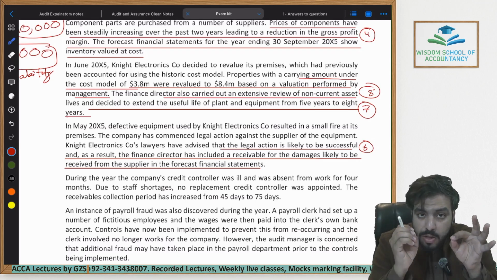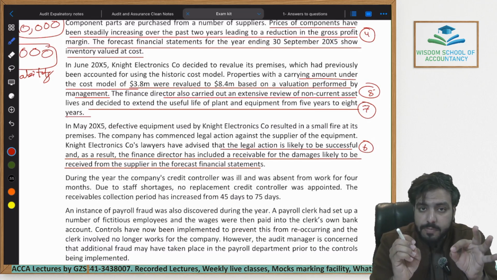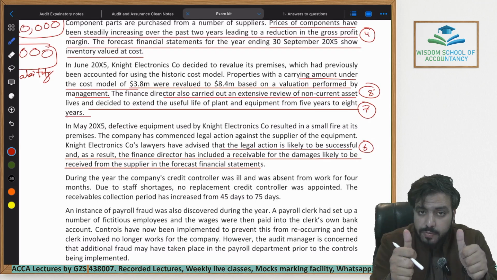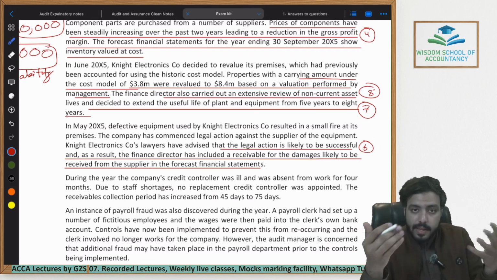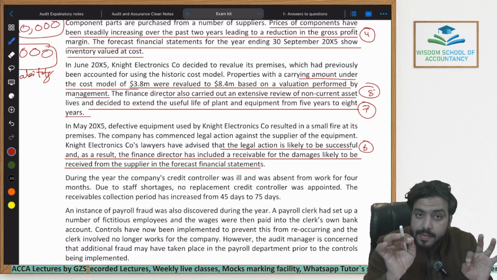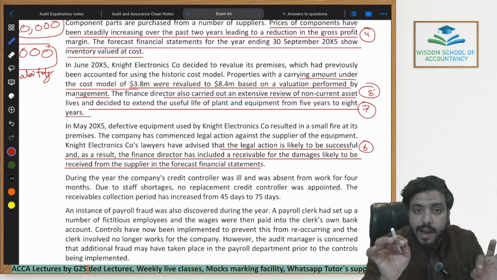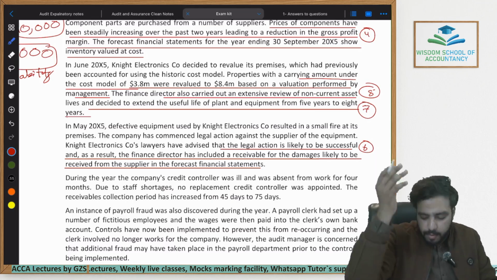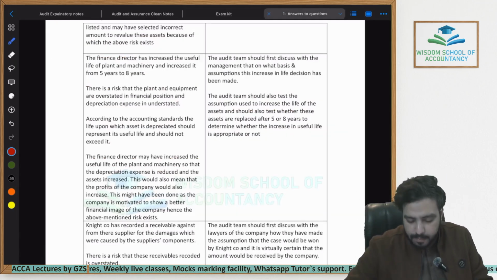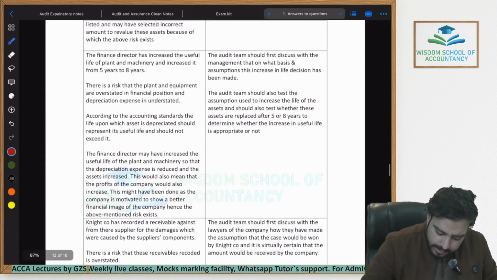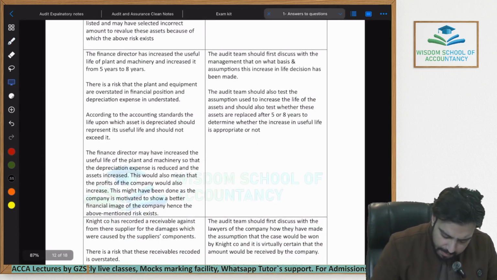That asset would be used by the company and will not be replaced before that. So that is the useful life of the asset. So as that is the case, it is allowed, but the risk is management may only have changed this life to increase the assets, increase the profits of the company, reduce the expenses of the company. So this is the risk which has been written down by me as a student.